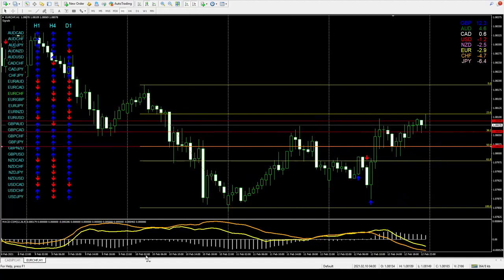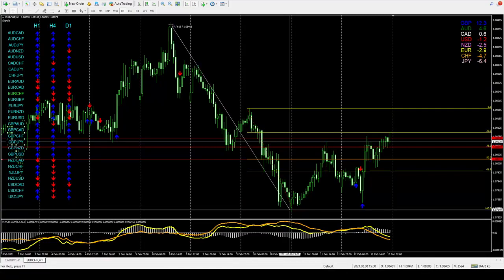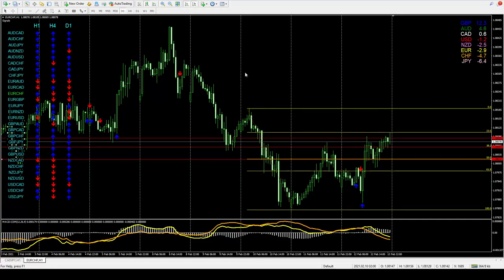As you can see, the range of EURCHF for the last few days is really small. It just moves 60 pips. But usually, on Wednesday it only moved 33 pips, a range of 33 pips. So it's not so big.